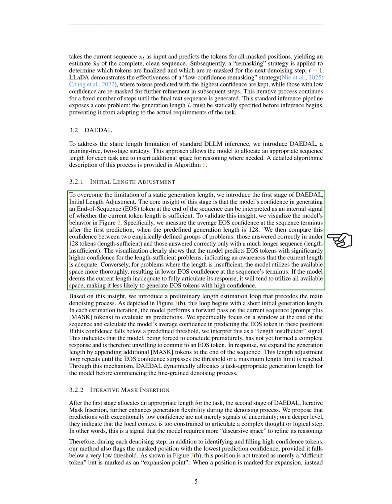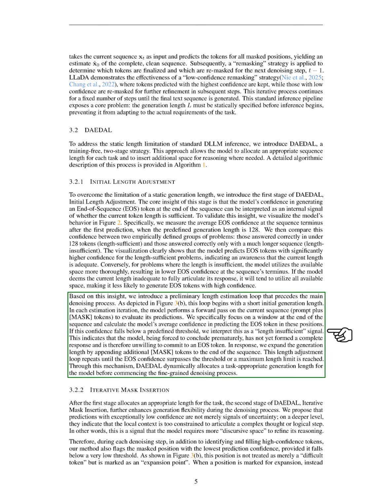The first stage, initial length adjustment, focuses on determining if the current token length is sufficient by assessing the model's confidence in generating an end-of-sequence EOS token. We visualize this behavior by comparing EOS confidence for problems that can be answered within the predefined length and those that require more tokens. Our findings show that the model has higher EOS confidence for length-sufficient problems, indicating it recognizes when the length is adequate. Conversely, for length-insufficient problems, the model uses the available space more fully, resulting in lower EOS confidence.